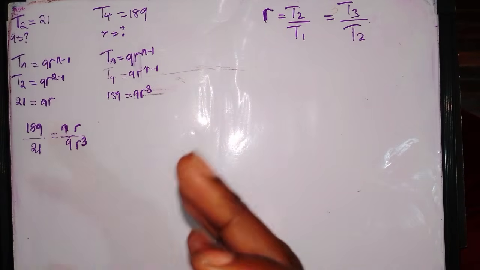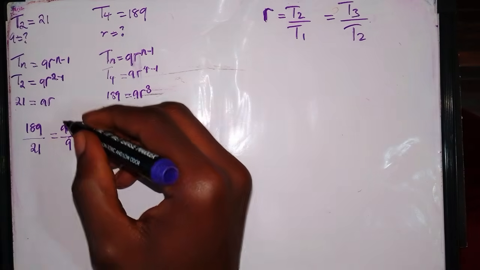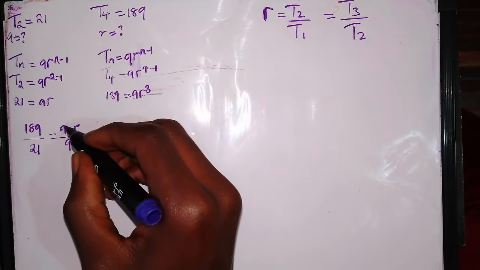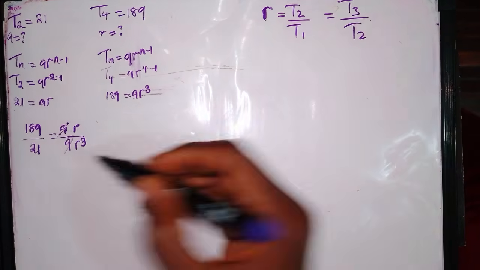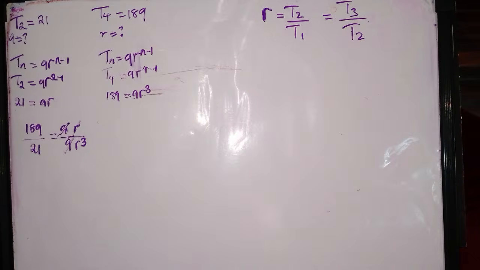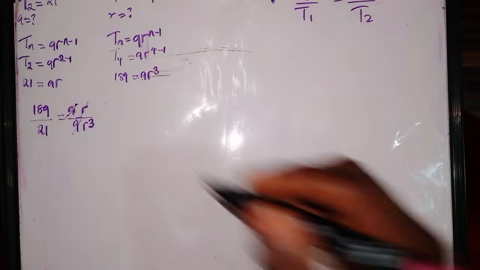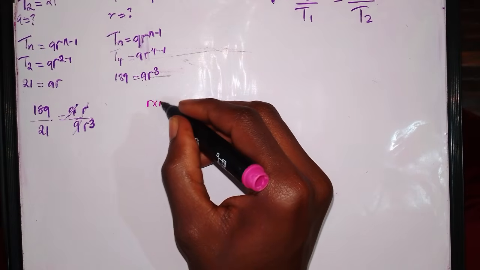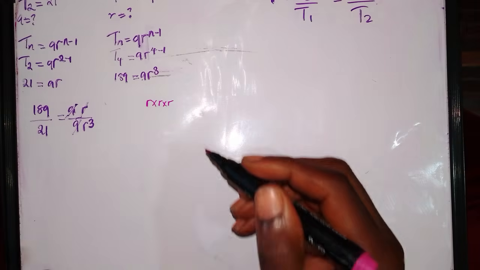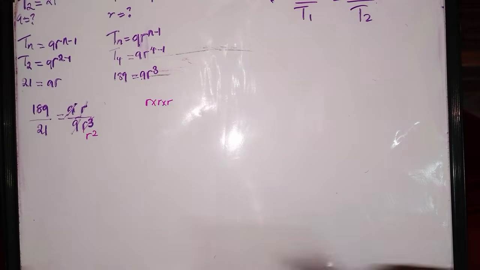Now once you do it like this, there are things which will cancel each other. A will cancel with A. Then R will also cancel with R to the power 3, because remember I said whenever you have R to the power 3, it means the same as multiplying 3 R's. So you just cancel 1, and here you remain with R squared. Then you divide 189 by 21.